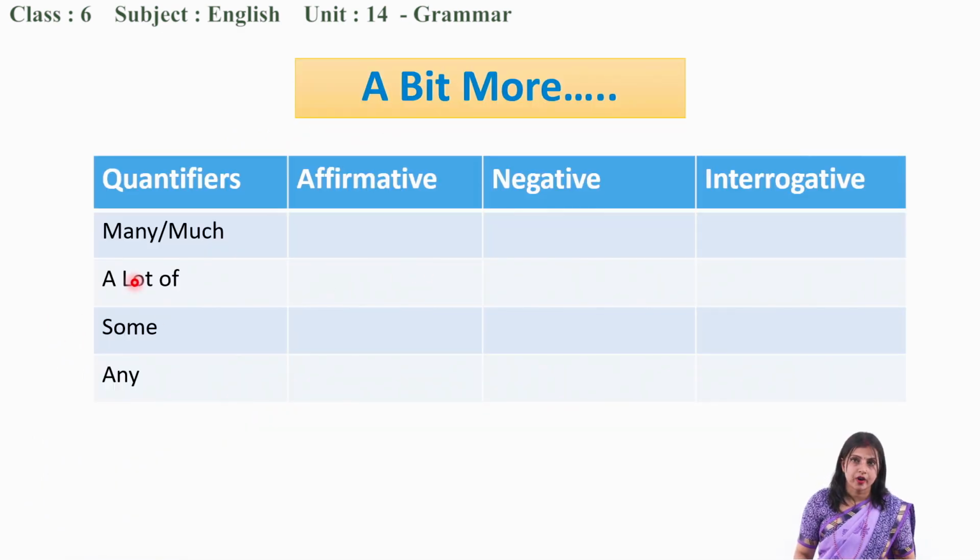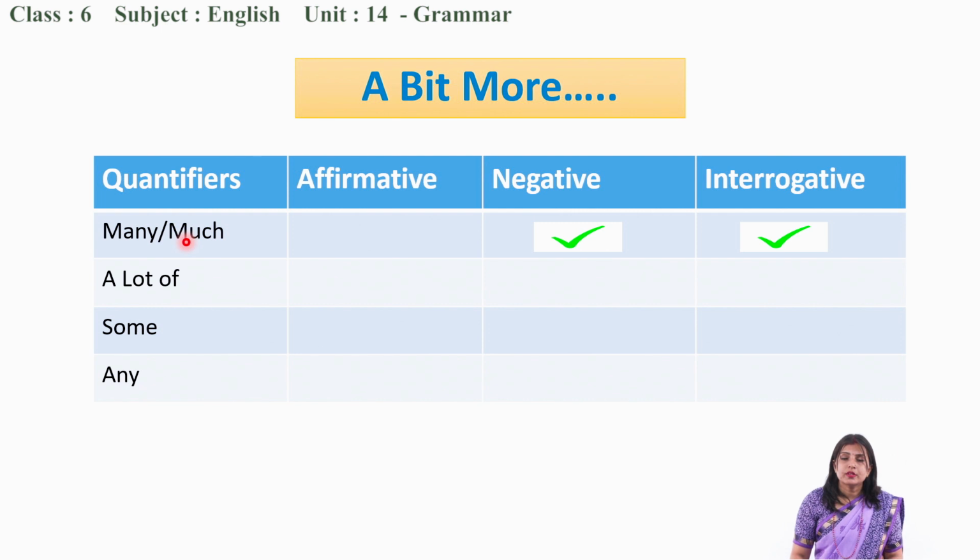Okay. So see here where to use these quantifiers many and much. We have done the exercises already. So let's do a bit of revision. Okay. So many and much, they are used with negative and interrogative sentence. I don't like many apples. There weren't many people in the concert. Did you click many photos? So many and much are used with negative and interrogative sentence.